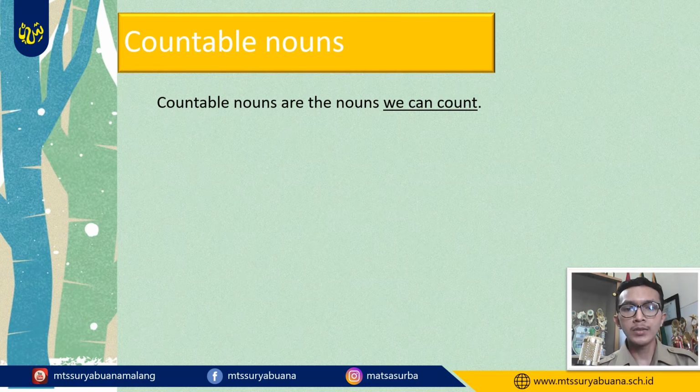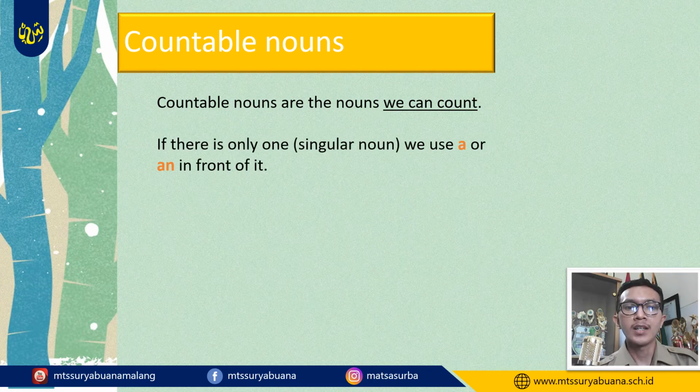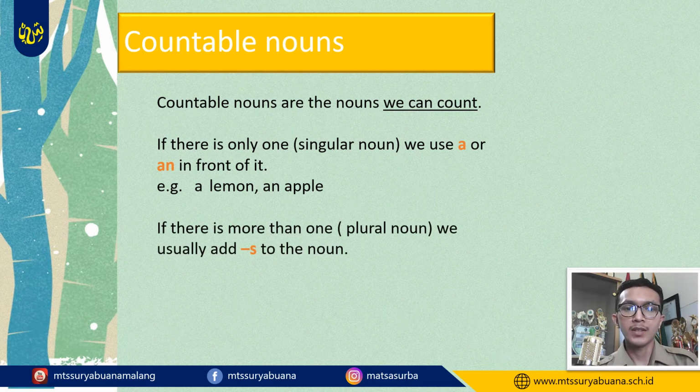Countable nouns are nouns we can count. If there is only one, a singular noun, we use a or an in front of it. For example, a lemon, an apple. But if there is more than one, a plural noun, we usually add s to the noun. For example, apples, lemons. Apples here means that there is more than one apple.